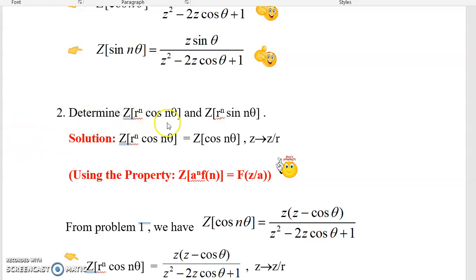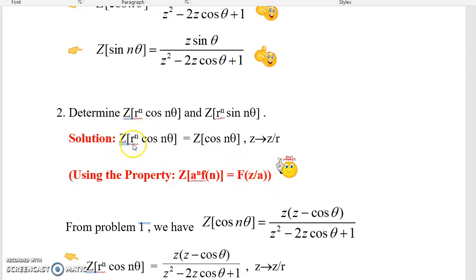Determine Z of r power n cos n theta and Z of r power n sin n theta. Now let us take the first one, z transform of r power n into cos n theta. We can make use of this property, z transform of a power n into f of n. Whenever we have a power n attached to a function, a power n can be removed, but the final answer will become, instead of f of z, it will become f of z by a. That is, z will go to z by a. So that's what we are going to use here.